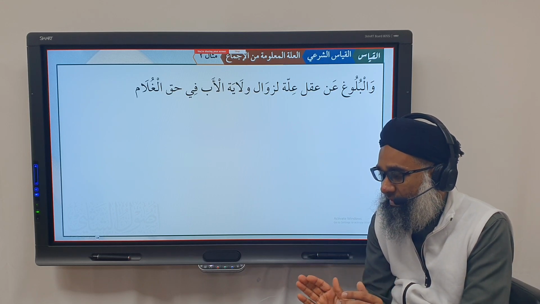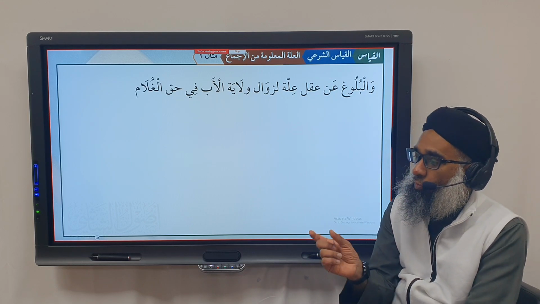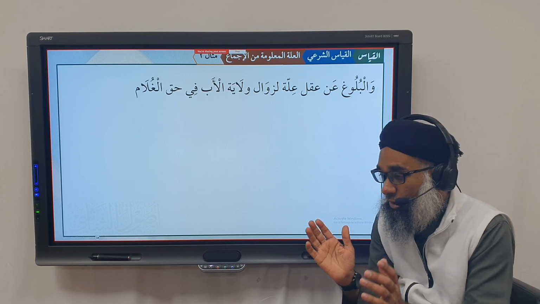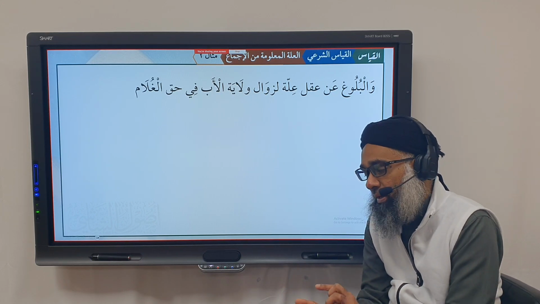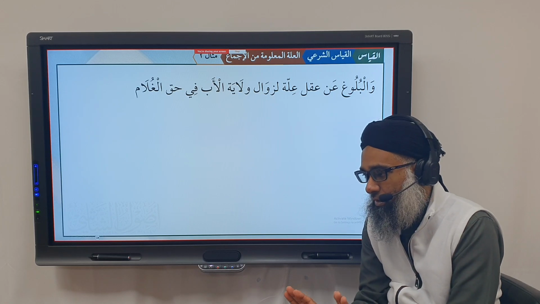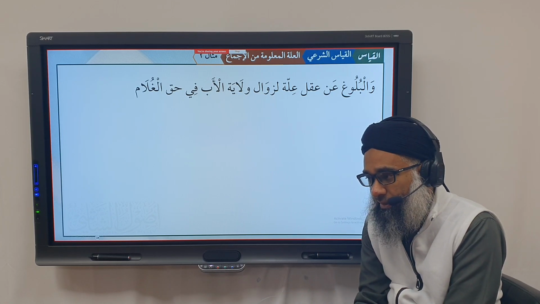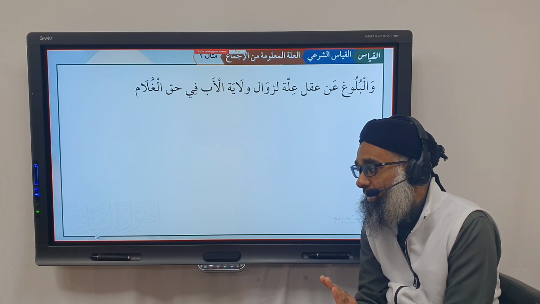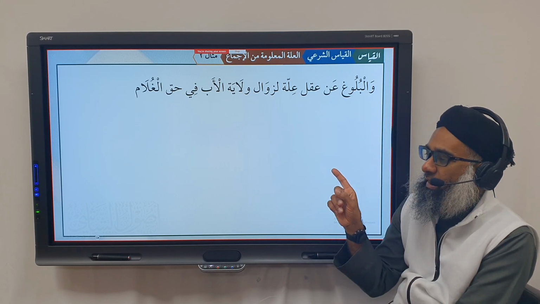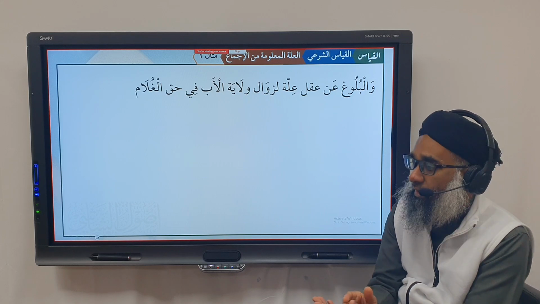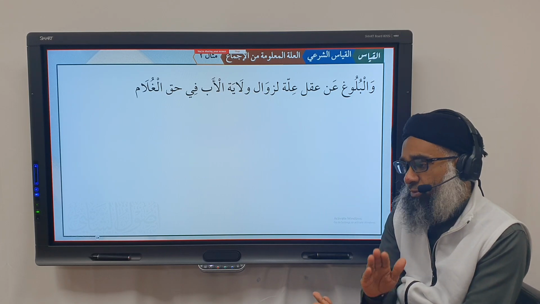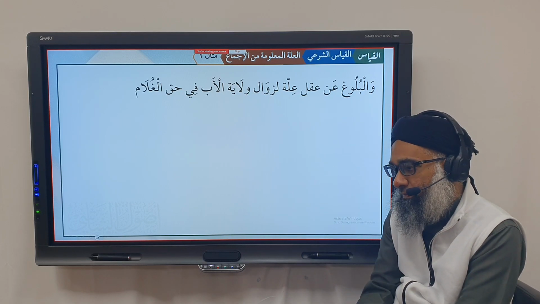This becomes an illa, a reason or a cause for the wilaya of the father, the guardianship which the father had before. That guardianship now comes to an end. You understand? So the father had guardianship, and that guardianship has now come to an end. Why? Because now that child, that young boy, fi haqq al-ghulam, in relation to the young boy, the father's guardianship comes to an end because now he has reached mental maturity.